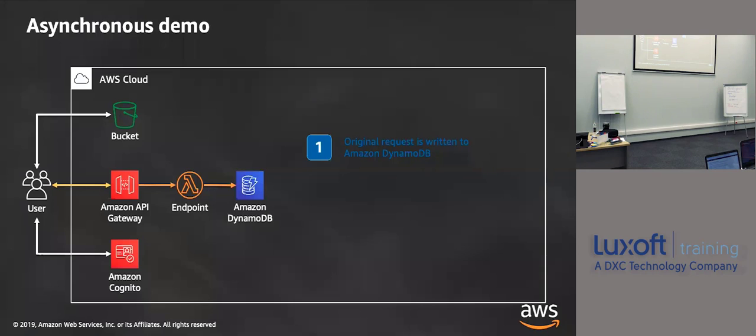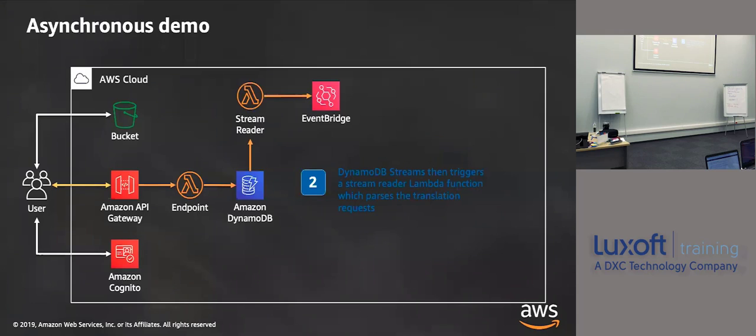Okay? So the first thing I'm going to do is the data is going to be written to DynamoDB. Now, what happens with DynamoDB is it has a stream on the backside. Basically, whenever data is written to DynamoDB, it writes a stream on the back of it. It's basically a log of what's happened. Okay, and I can trigger a Lambda.